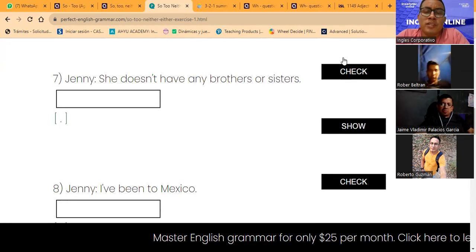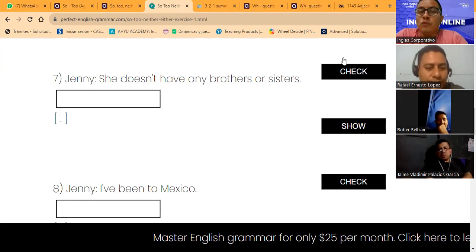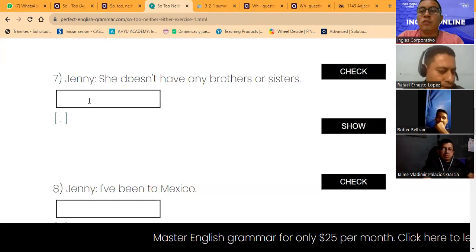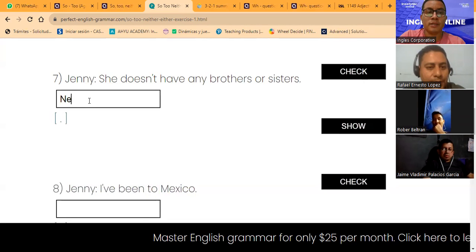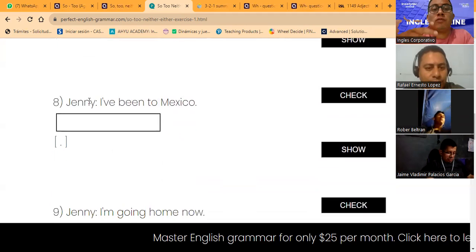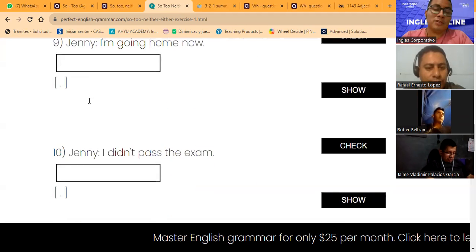She doesn't have any brothers or sisters. What tense is this? ¿Qué tiempo es este? Present simple. Affirmative or negative? Negative. What do we use for negative? Neither. Nice. Tenemos neither. Entonces, ¿cómo expreso de acuerdo? Neither do I. Yo también. Neither do I. Sí, solo estamos expresando agreement con lo expresado. No estamos usando otros auxiliares.